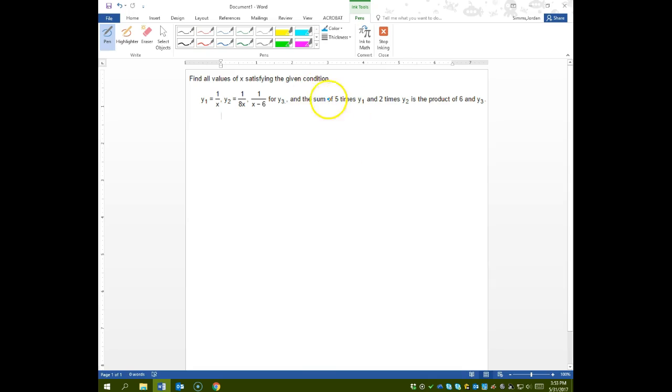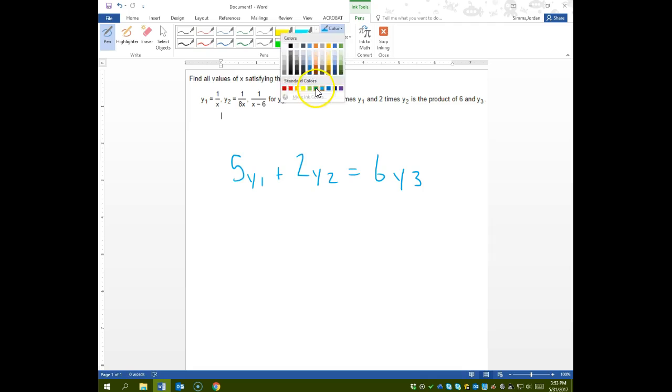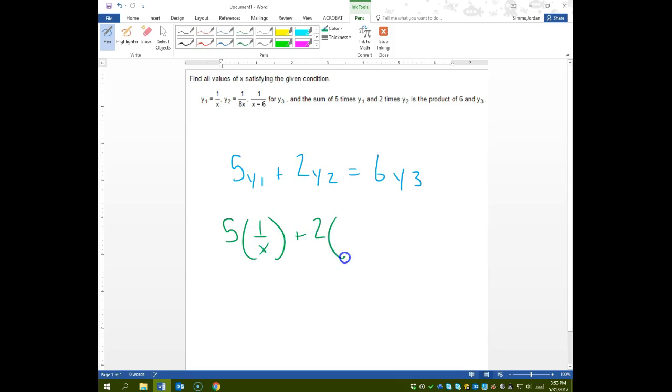The sum of 5 times y1 and 2 times y2, so literally we have 5y1 plus 2y2 is the product of 6 and y3. So we're going to model this first. Next, I'll sub in some values here. 5 times y1, well that's 5 times 1 over x, plus 2 times y2, which is 1 over 8x, equals 6 times y3, which is 1 over x minus 6.